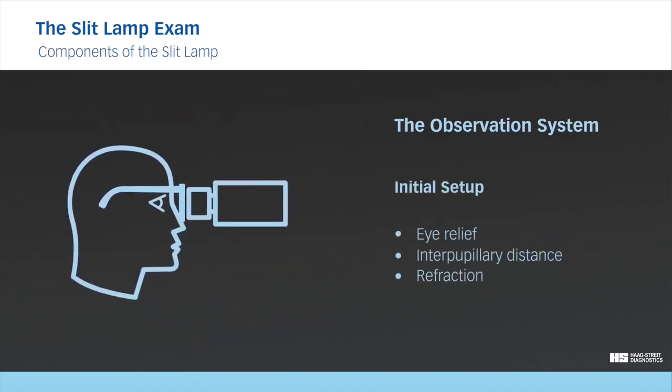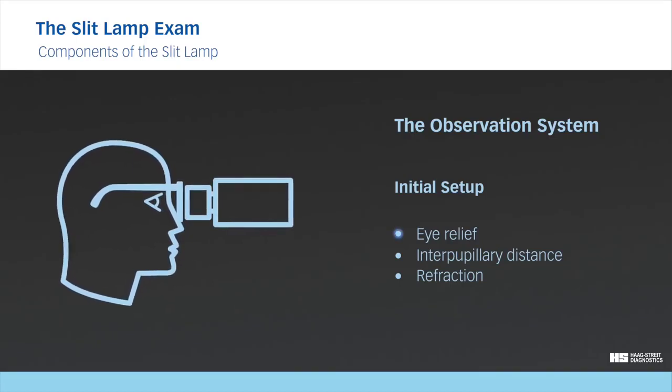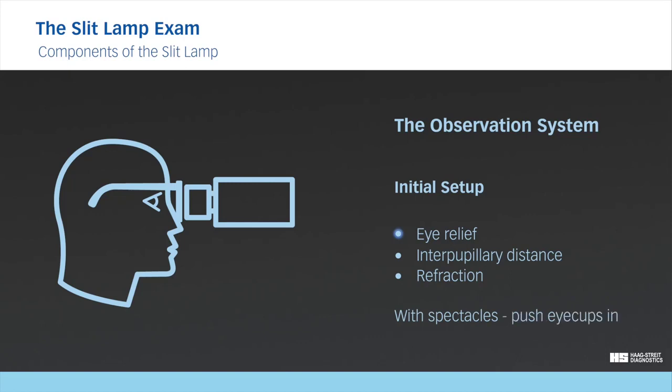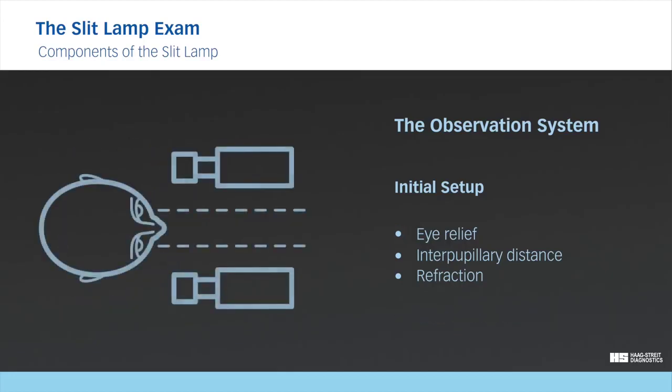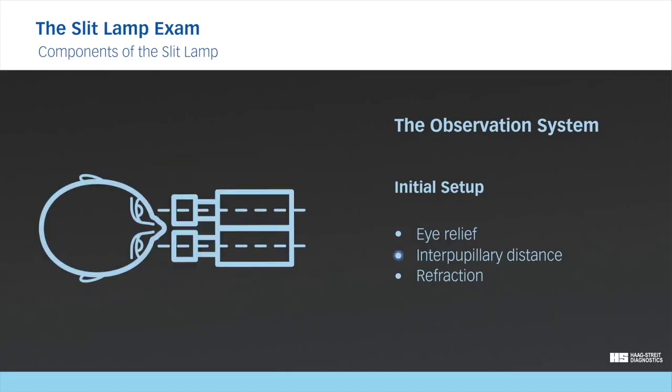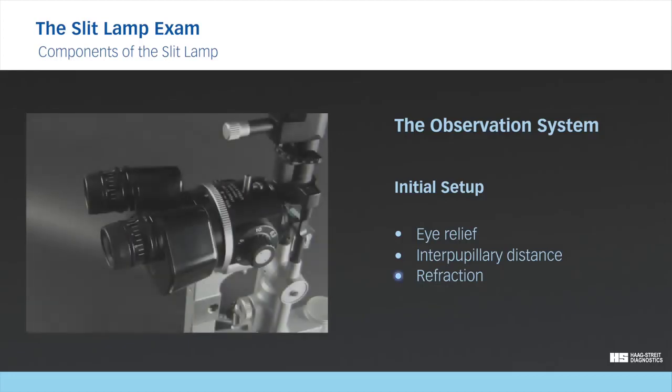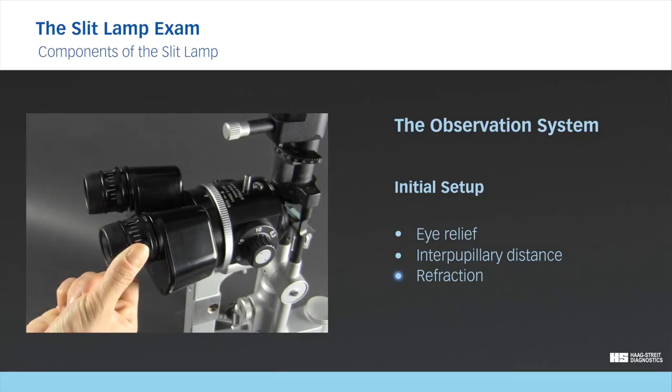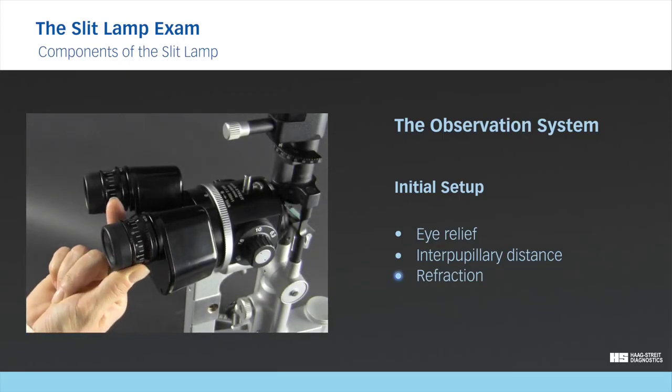Before examining a patient, the eyepieces should be individually adjusted. If you wear spectacles while using the slit lamp, push the eye cups in. If you do not wear spectacles while using the slit lamp, pull the eye cups out. This ensures that the distance between the ocular and your eye is ideal. Then adjust the binocular to your interpupillary distance. Finally, your refraction and accommodation should be neutralized by setting the eyepiece.